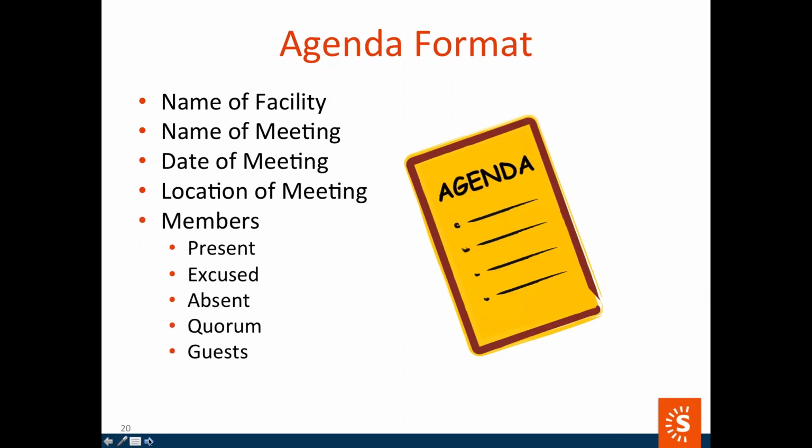I am seeing more than I used to see, and I don't want to say it's a trend, but more times than not, now agendas are including all of the members with little boxes where individuals, meaning MSPs, can actually make a check mark of who's present at that particular meeting. So again, the agenda format would include those present, those excused, if that's a requirement in your bylaws. Those that would be absent, of course, would not be checked off as present.